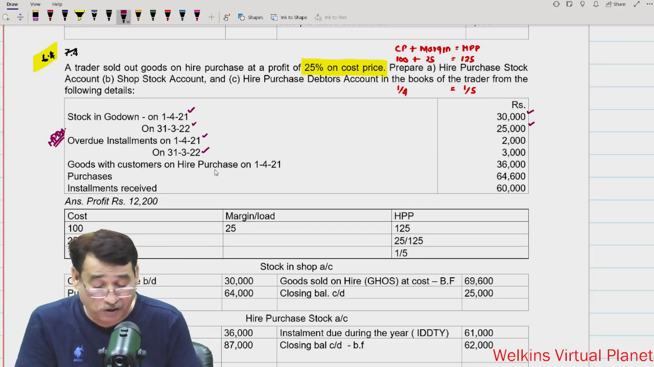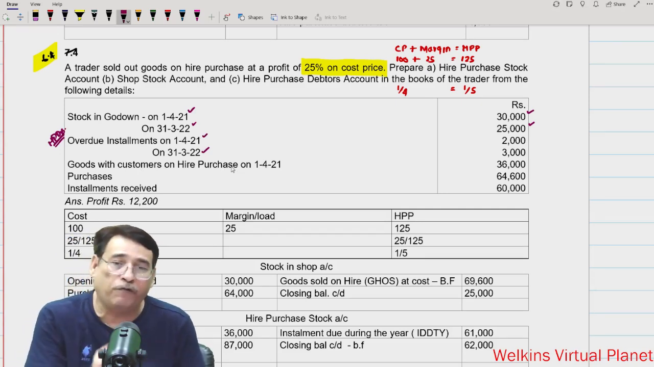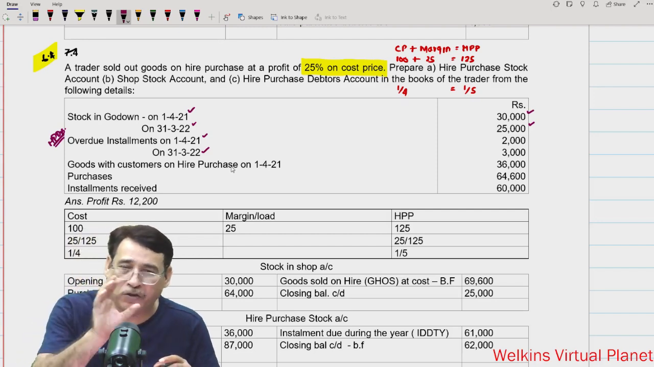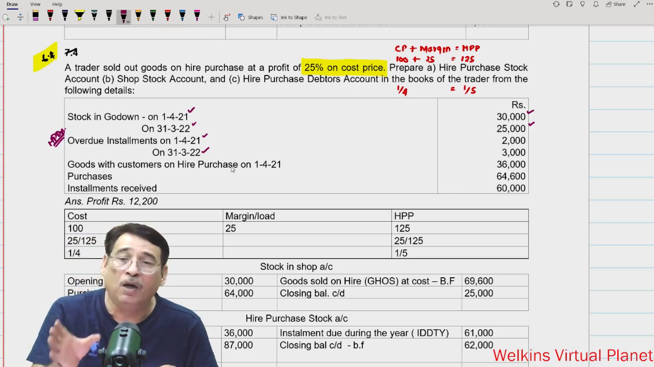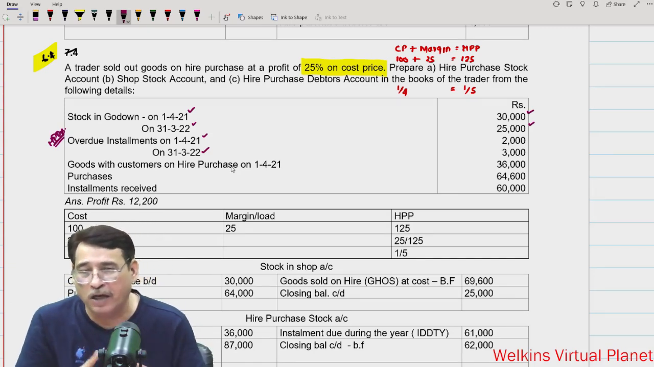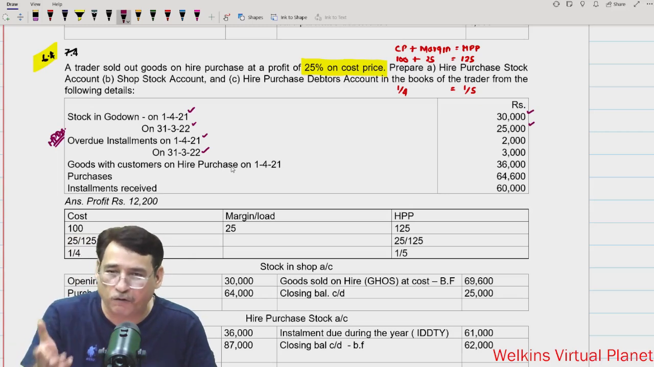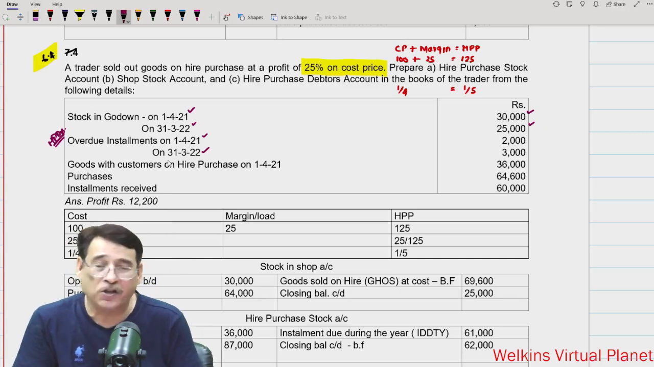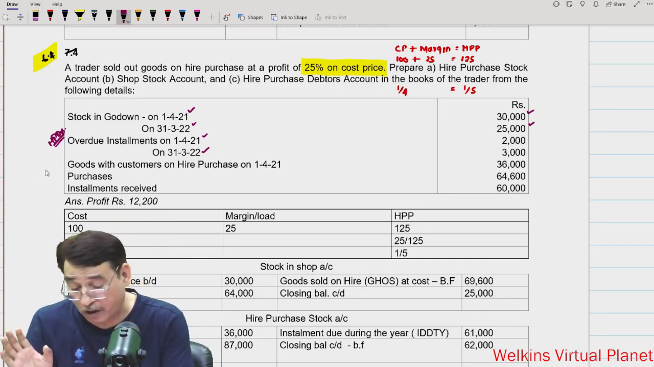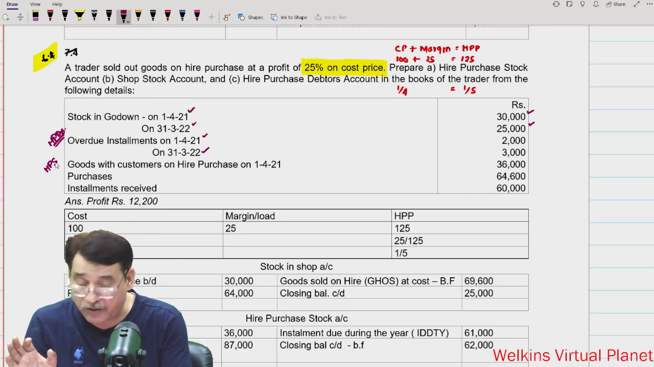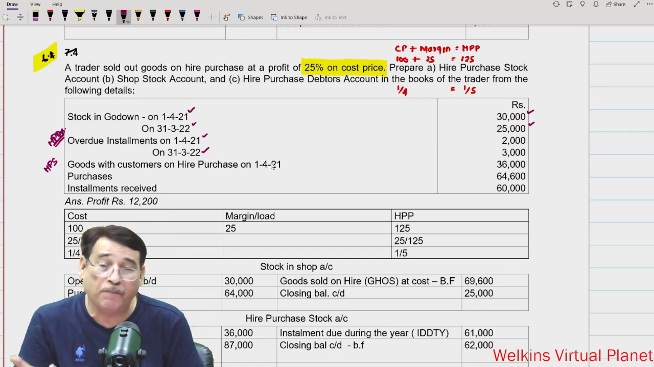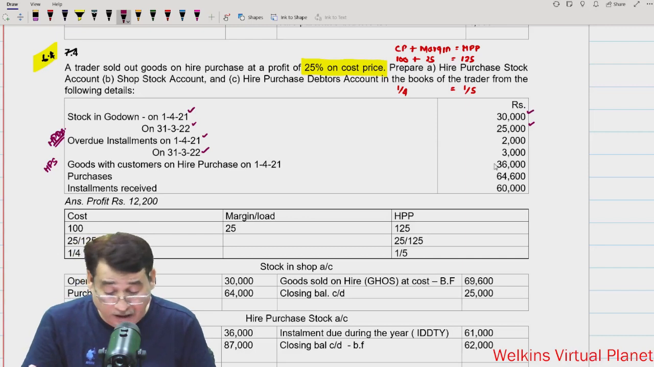Then goods with customer on higher purchase on 1/4/2021. Now, first of all, goods with customer is related to higher purchase stock account. I just told you a moment ago that higher purchase stock account is also known as goods sold on higher purchase account, stock with customer account, correct, and higher purchase stock account, obviously. So goods with customer means we are talking about higher purchase stock account, number one. Number two, it is given goods with customer on higher purchase price on 1/4/2021. That means this is the opening balance which is given to you.